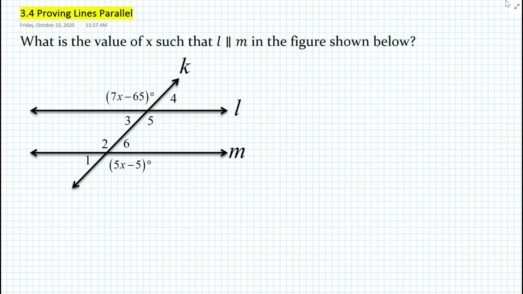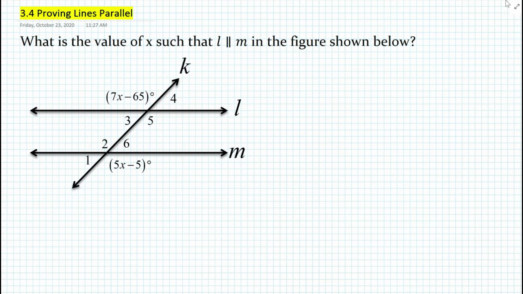In today's lesson, we'll be learning about how to prove lines parallel. So let's get started with the following do now. What is the value of x such that line L is parallel to line M in the figure shown below?